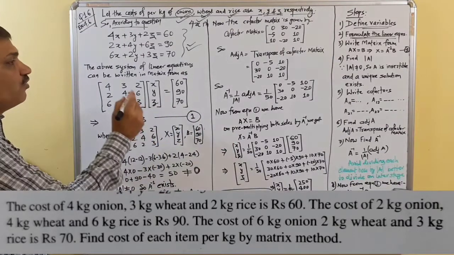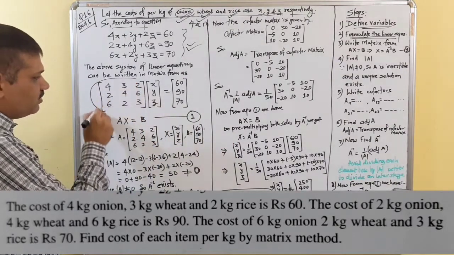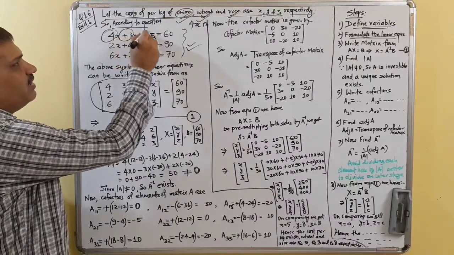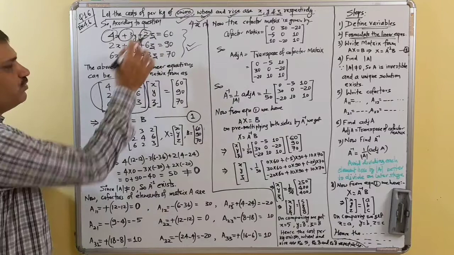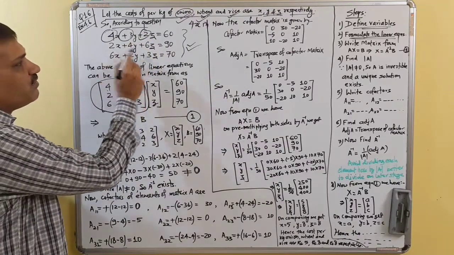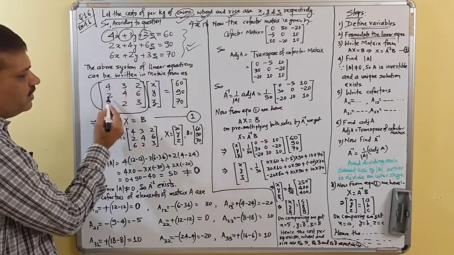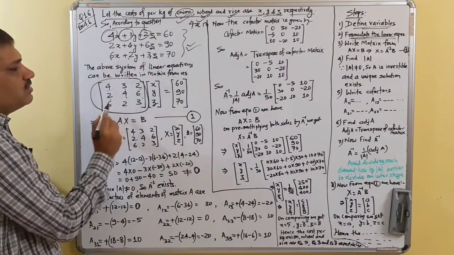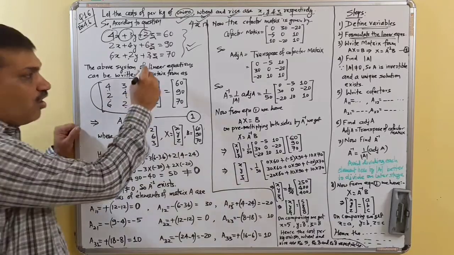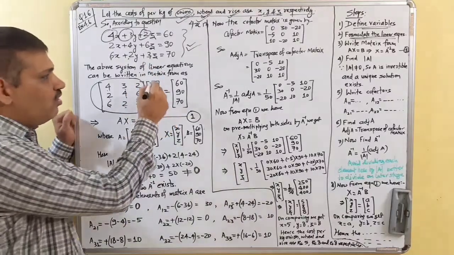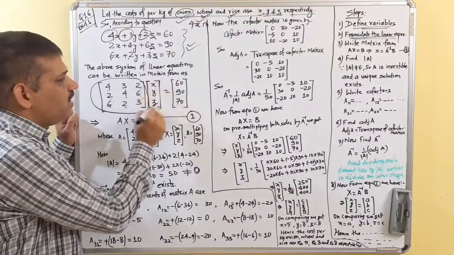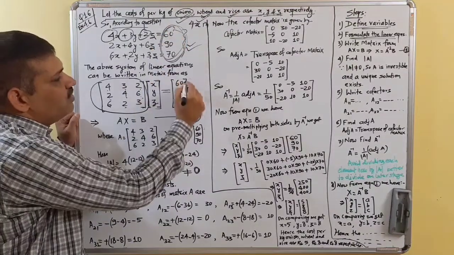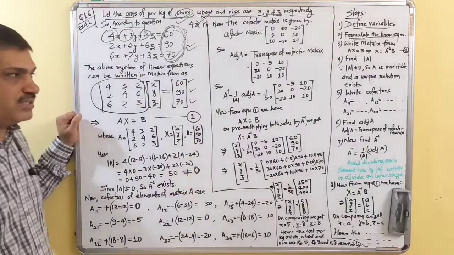How we do it is, first of all, we prepare the coefficient matrix, coefficients with sign. Here all are positive, so 4, 3, 2. The coefficients of x, y, z in the second equation will be written in the second row, 2, 4, 6, and then 6, 2, 3. And the column matrix of variables x, y, z, and on the right hand side we write the constants in a column matrix.